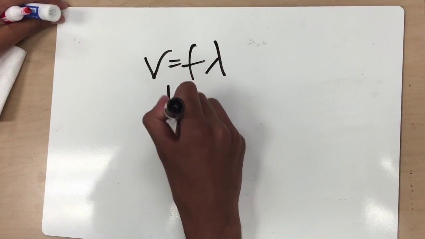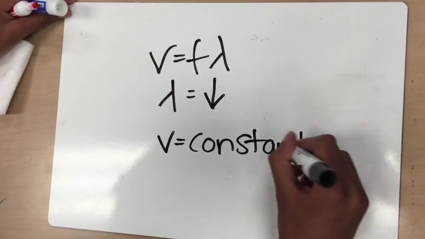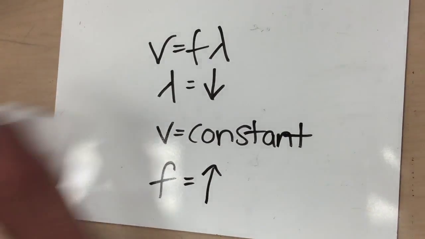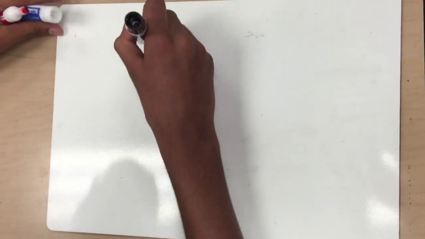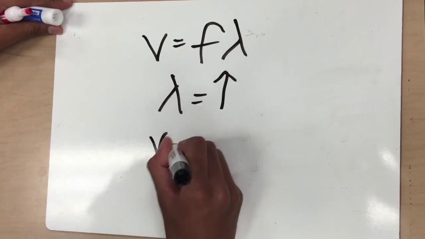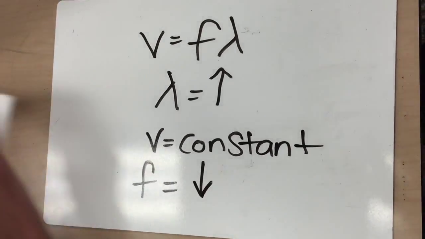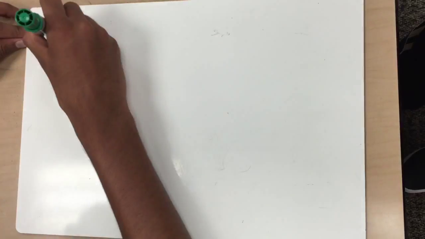We have V equals F lambda. So if you're staying on the right side, the wavelength goes down, and the velocity is constant. Therefore, the frequency has to go up. That makes sense because you hear the noise louder. Now, if you're staying on the left side, it is the opposite. When you have the lambda go up, you have frequency go down because the velocity is constant. This makes sense because you hear a low pitch.